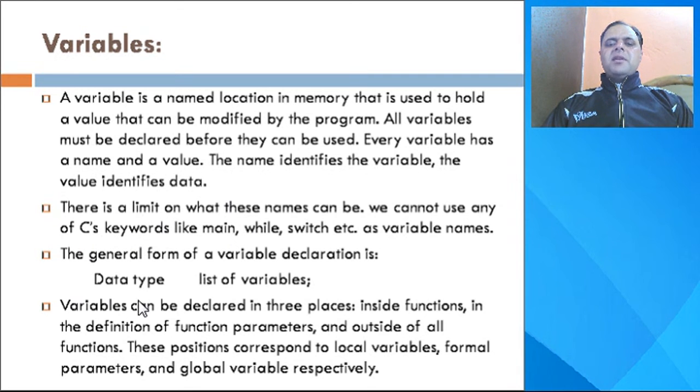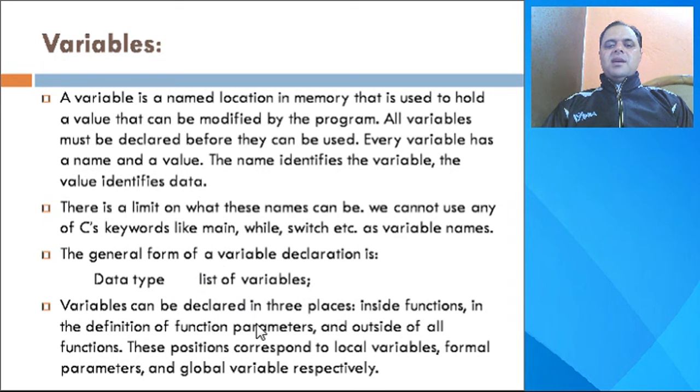The general form of a variable declaration is data type and list of variables. For example, int a, b, c; or float a, b, c; or char a, b, c; and so on. So data type, space, list of variables and semicolon. This is the general form of a variable declaration.